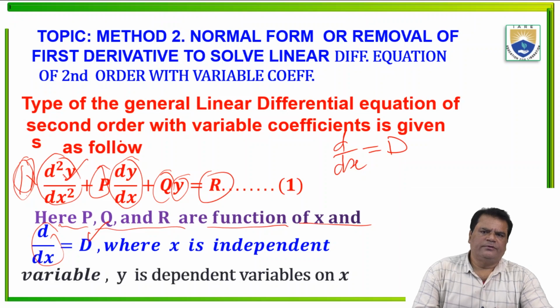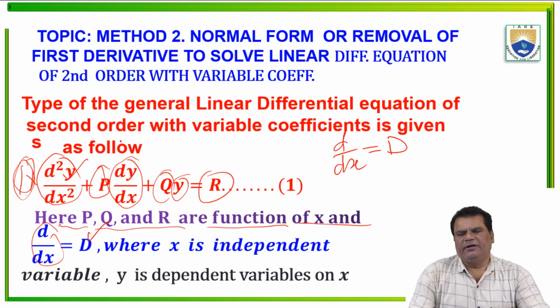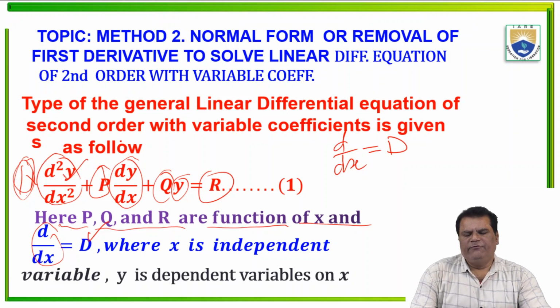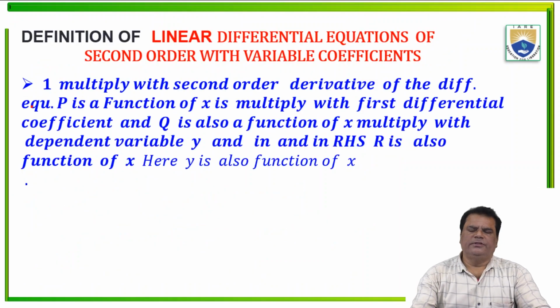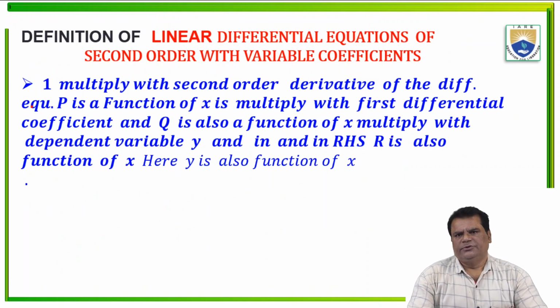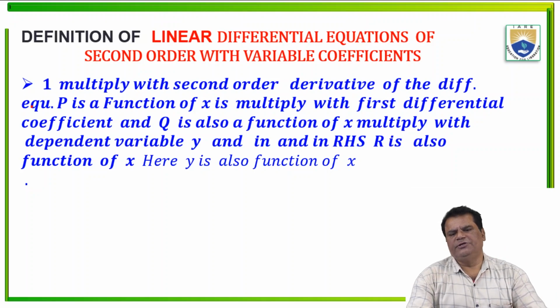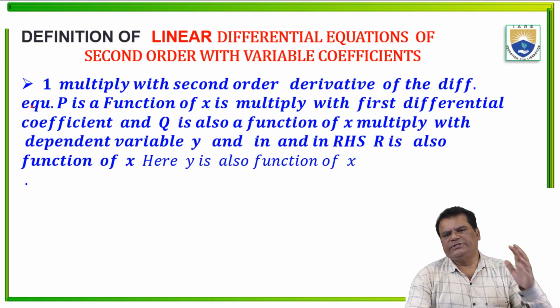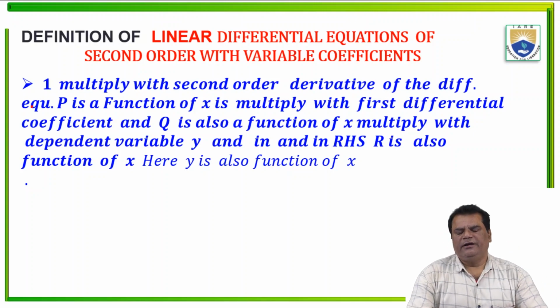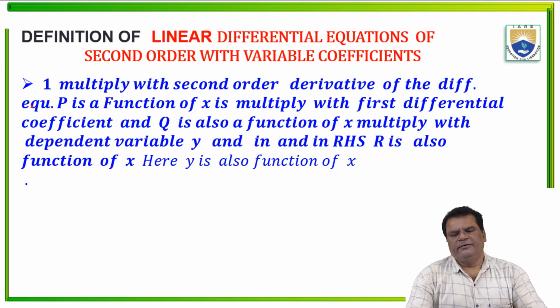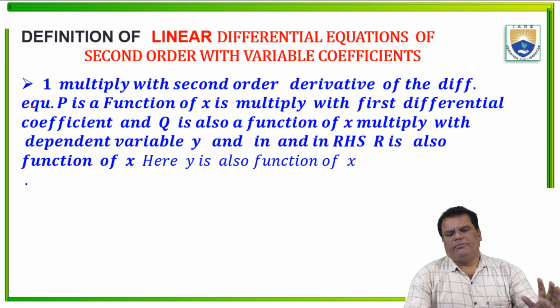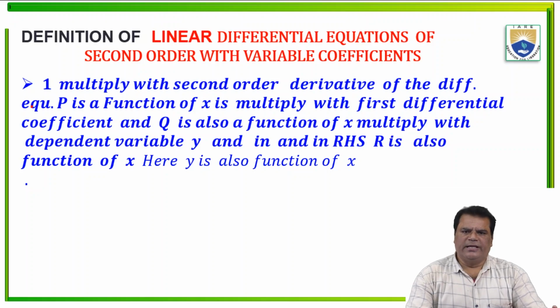Ordinary linear differential equation of second order with variable coefficient. And we want to apply the method of normal form, or removal of first derivative, to solve the general linear differential equation. First of all, we want to discuss the procedure of the method, how we can apply this method to our general equation. After that, we will solve one problem on this method in this lecture.